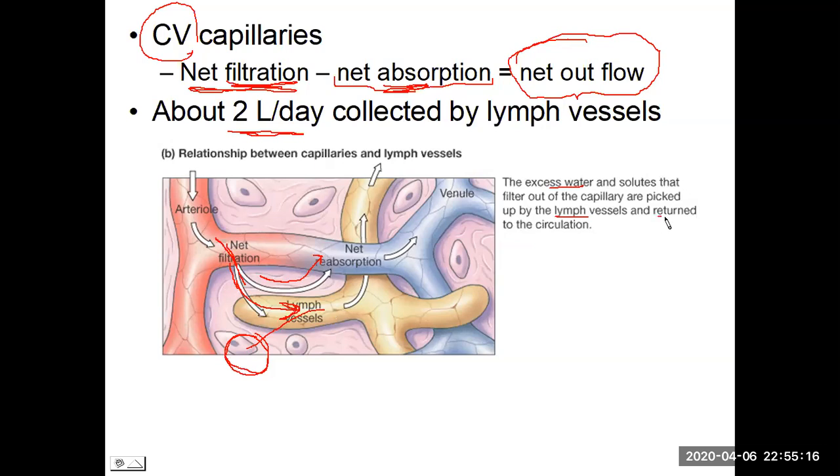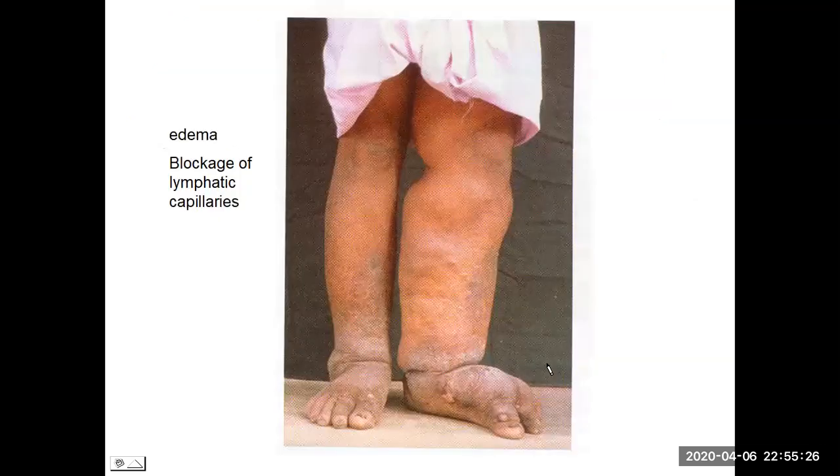And then ultimately, as we already pointed out, it is returned to the subclavian veins. So this is an example, of course, when it's working properly. However, here is just an illustration to show when we lose that proper function.